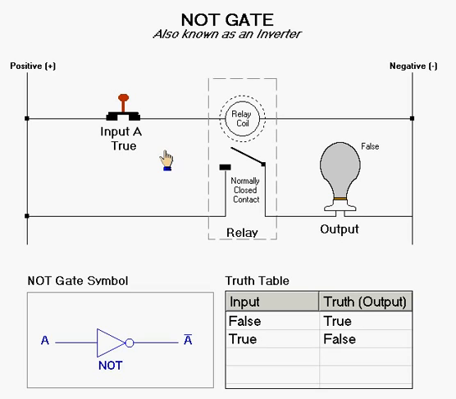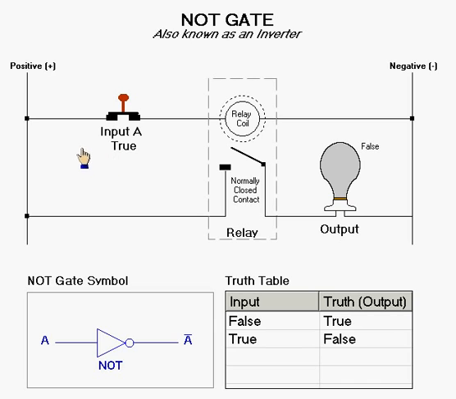The NOT gate is also known as an inverter because it inverts whatever the input is. To represent this phenomenon, I am showing a relay here in the circuit. This relay will do the job of inverting the input.